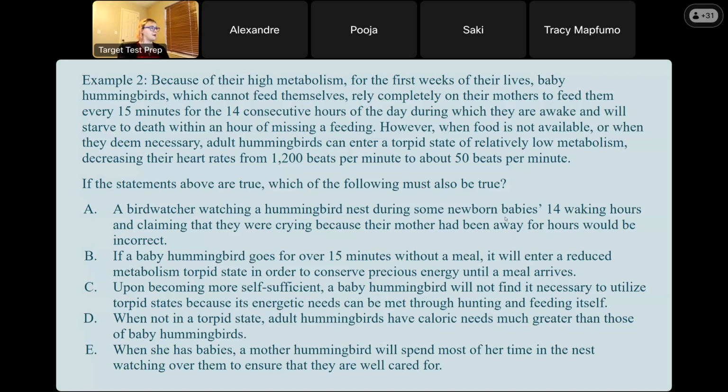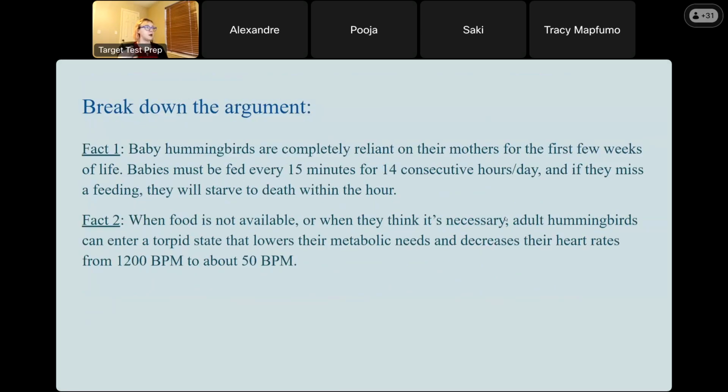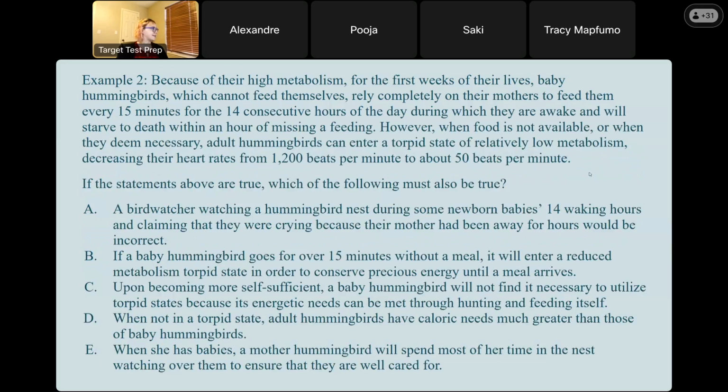Let's look at our breakdown. Baby hummingbirds are completely reliant on their mothers for the first few weeks of life because they must be fed every 15 minutes for 14 consecutive hours a day, and if they miss a feeding, they will starve to death within the hour. And fact 2, when food is not available or when they think it's necessary, adult hummingbirds can enter a torpid state that lowers their metabolic needs and decreases their heart rates from 1,200 beats per minute to about 50 beats per minute. These are 2 different facts, so if there was a conclusion to this argument, it would definitely need to tie them together, I think. But we're just looking for an inference. Let's see what we got.